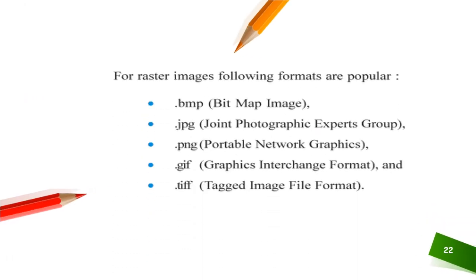For raster images the following formats are popular: BMP, bitmap image; JPG, Joint Photographic Experts Group; PNG, Portable Network Graphics, which is the most popular for transmitting images from one place to another on the net; GIF, Graphics Interchange Format; TIF, Tagged Image File Format.